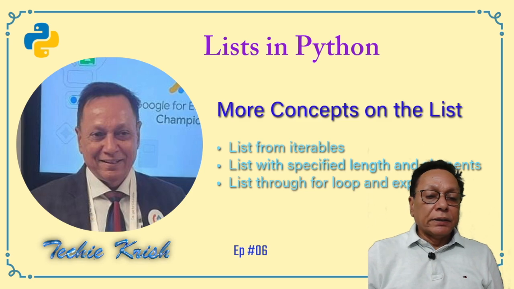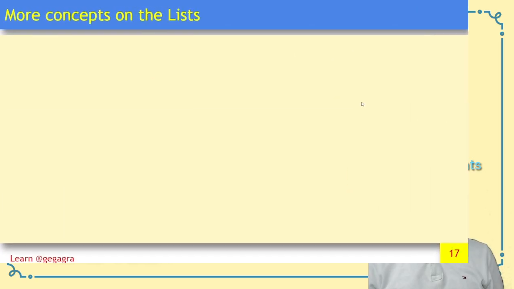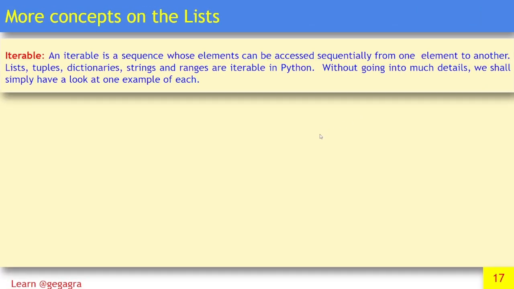So my presentation is here. So this is iterable. So what is an iterable? An iterable is a sequence whose elements can be accessed sequentially from one element to another. Lists, tuples, dictionaries, strings, and ranges are the iterables in Python. Without going into much detail, we shall simply have a look at an example of each.